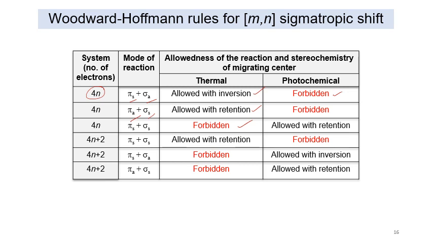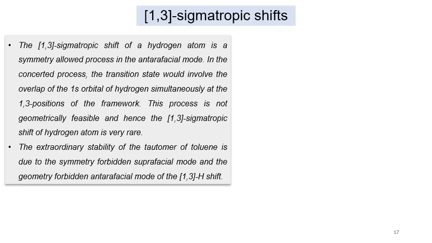What about 4n plus 2? The 4n plus 2 we just saw a 1,5 shift where the pi supra plus sigma supra was allowed with retention under thermal conditions. For the other systems, the supra-antra or the antra-supra, it was forbidden. Whereas the same was then allowed with inversion or retention depending on what happens at the sigma system under photochemical conditions. Let's see now a couple of 1,3 sigmatropic shifts for the hydrogen atom.